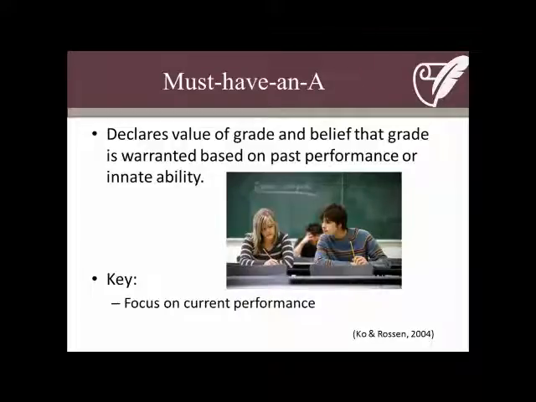Another difficult student type is the must-have-an-A student. This student is very concerned about their grade, which is good, but they're concerned about their grade more than they are about actually learning the content of your course. Oftentimes, this student will come to you and tell you, I'm an A student, I get all A's, I'm a 4.0, or they'll complain about your course, comparing it to other courses in which they were able to get an A. The key here is to focus on current performance.